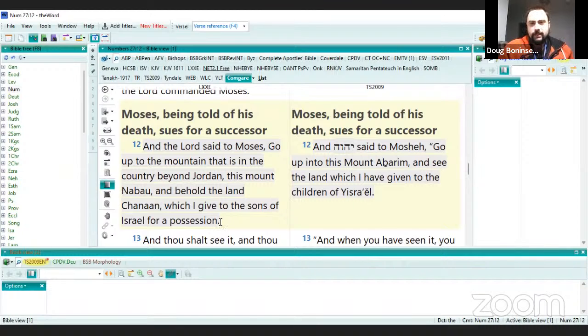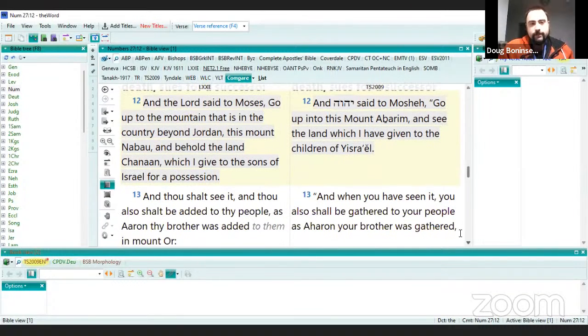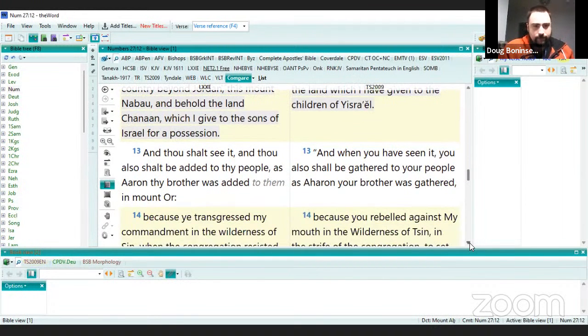So interesting. Oh, my bad. I think this is the wrong verse, but that's not even a difference though. I found this out recently: Abarim and Nebo is like the same place. So I found that out interesting. Here we go. Verse 13, not 12.